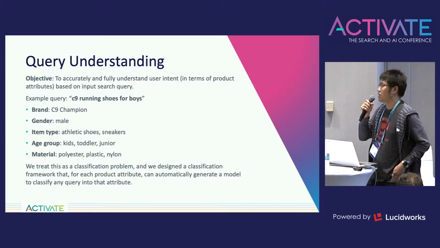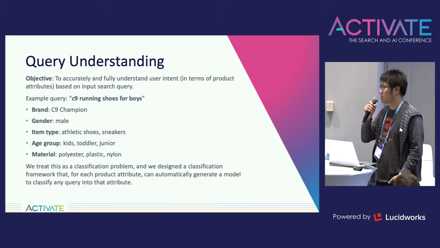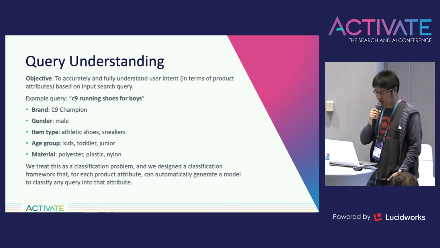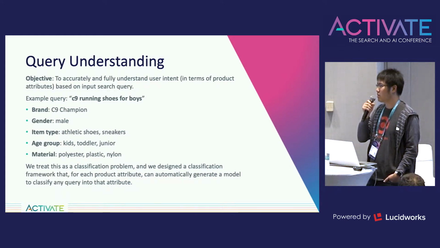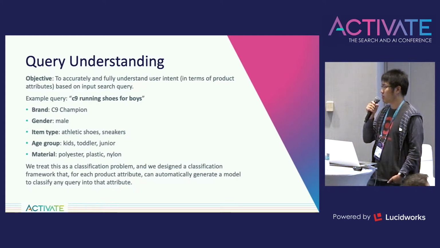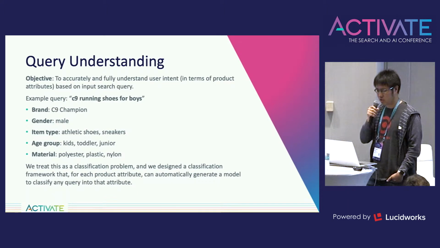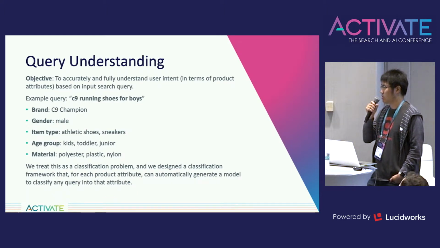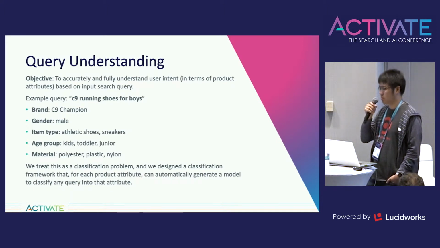I'm going to briefly talk about how we do the query understanding part of the search. The objective here is to accurately and fully understand user intent in terms of the product attributes based on the input search query. For example, if this query is C9 running shoes for boys, we want to be able to understand that the brand is C9 Champion, gender is male, the category is athletic shoes, sneakers, age group is kids, toddler, junior, material, and so on and so forth.